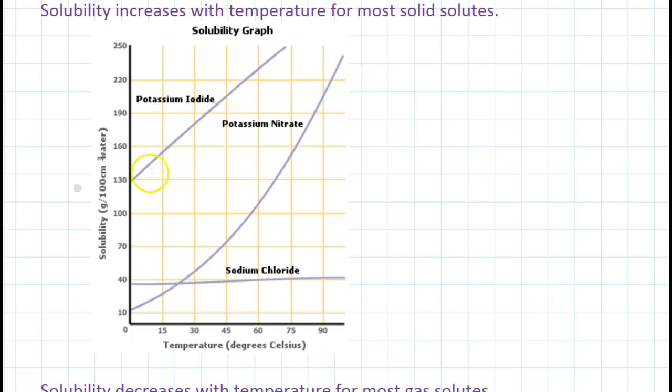And you can obviously see that the most soluble one here is potassium iodide. We often think of sodium chloride as being extremely soluble in water, but it is kind of limited compared to these other two, particularly at higher temperatures. And you can see that the relationship between temperature and solubility for sodium chloride isn't as pronounced. It goes up a little bit with temperature, but not a lot.